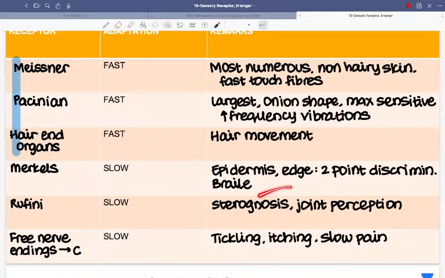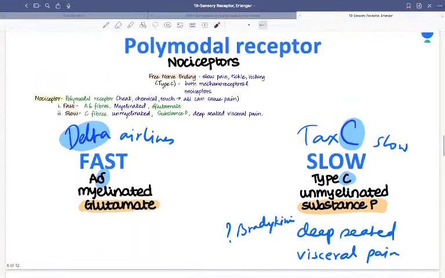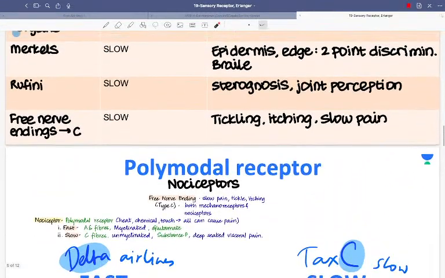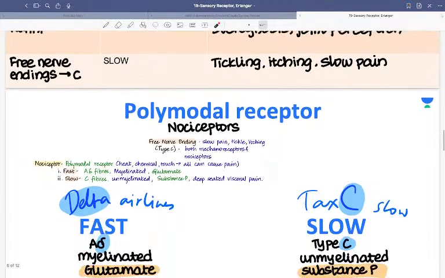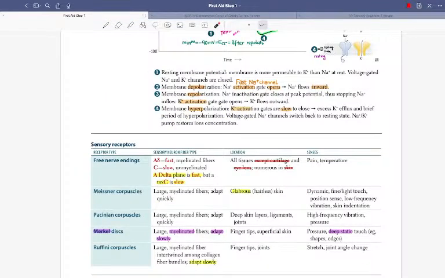Remember, Merkel is 2 point discrimination. Basically, Merkel is Braille. We used to say MB in Prof; I remember in Calcutta we used to say MB. So MB, Merkel. Next, these are the few receptors, so you can go through them also, but let's go through this one first.